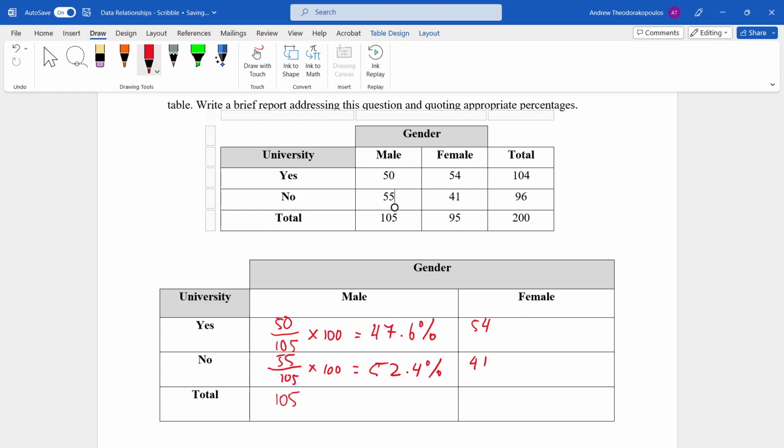Okay, so the total number of females is 95. So put these out of 95. Times it by 100, and you should get 56.8% compared to 43.2%. Alright, this one here, because it's a percentage thing, we still have to do this. So you can just write 100% if you've added them up properly.